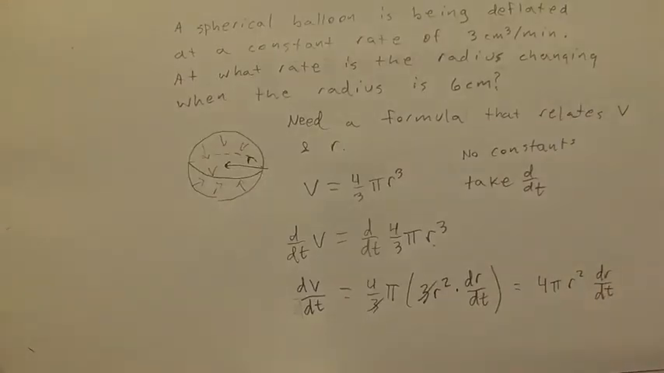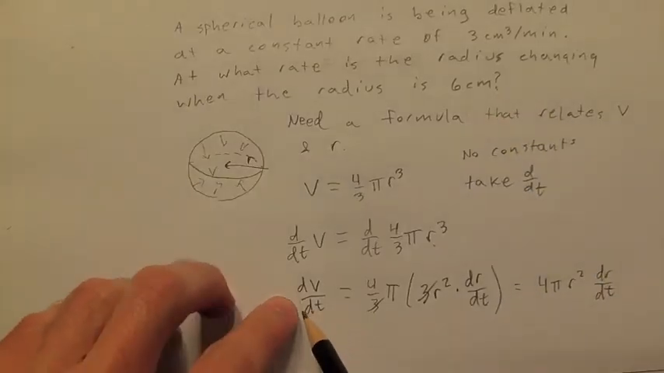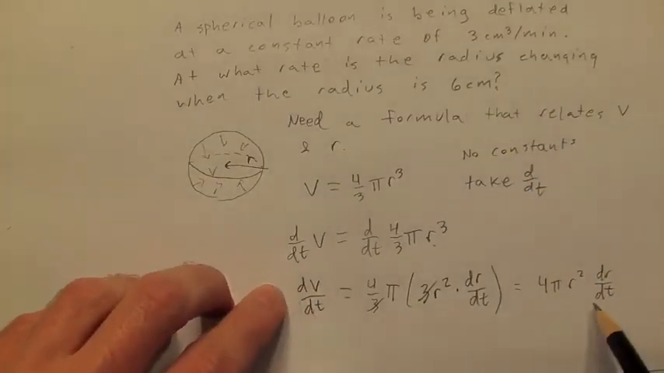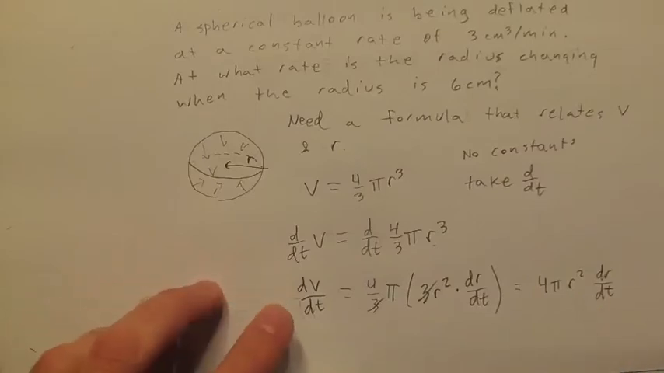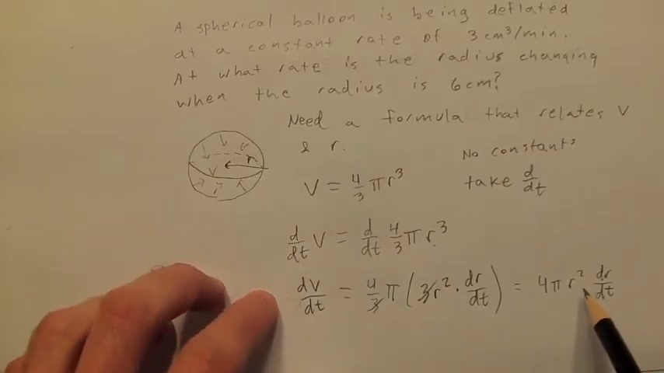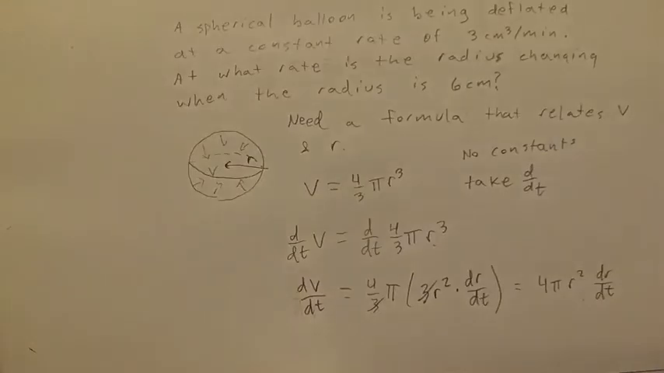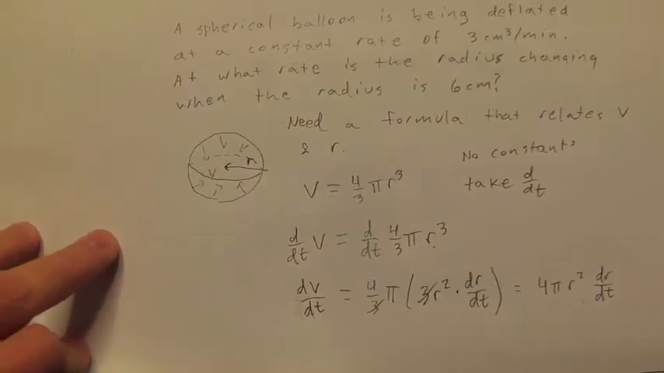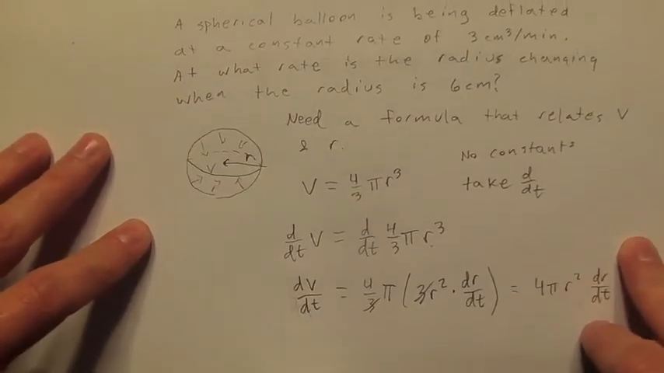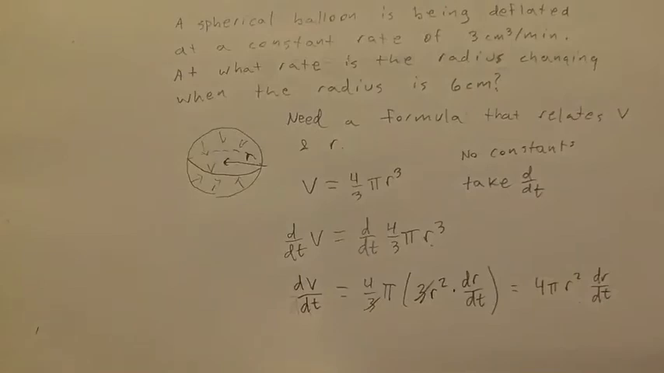Now, check this out. First of all, I've gone this far, and I have not even thought about what I'm looking for. I mentioned it, but I didn't need to know it. I just kind of did this mechanically, right? It's because I wanted to see how the rate of the volume was related to the rate of the radius, and I've found that the rate of the volume is going to be 4 pi r squared times the rate of the radius. Now that I have this information, I can actually worry about solving the problem, and now it's a matter of plugging things into the right spot and solving.